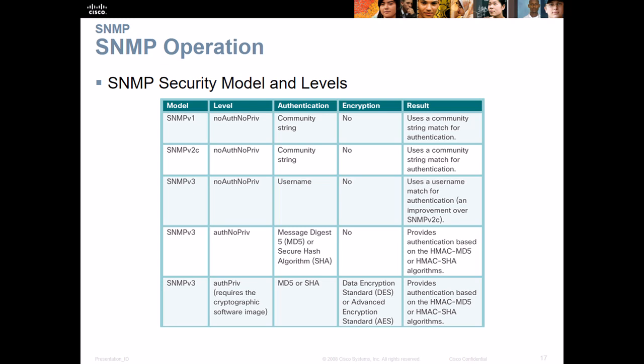There are three different versions of SNMP: versions 1, 2, and 3. You want to use the bottom one, version 3, because it allows you to authenticate using either MD5 or the secure hashing algorithm. Very strong authentication. The passwords and the information, all the traps that are being sent back and forth, are encrypted. So definitely that's what you want to use.